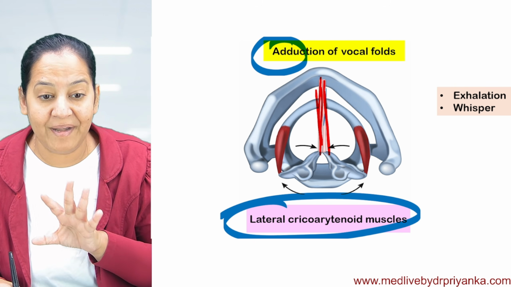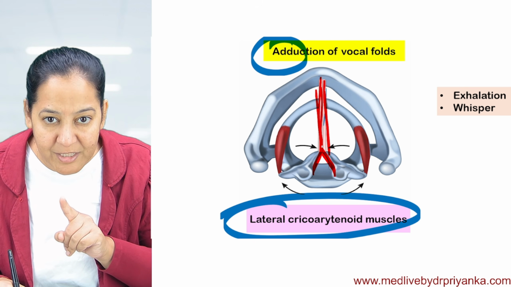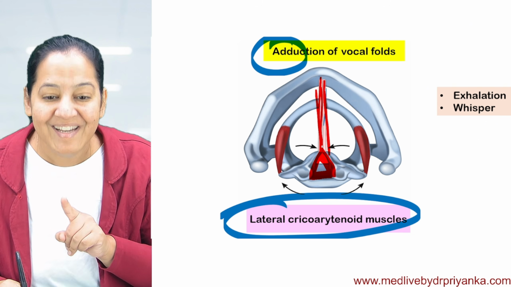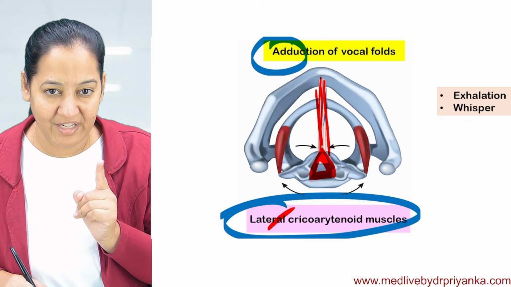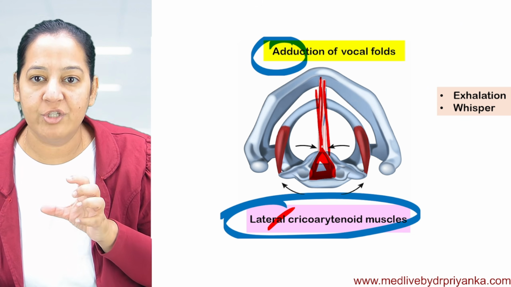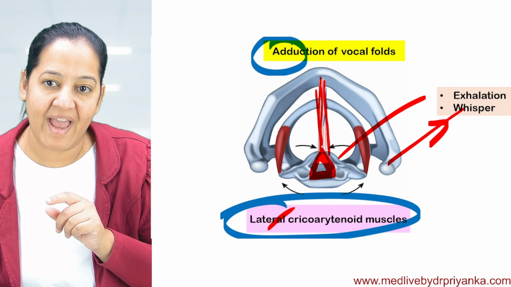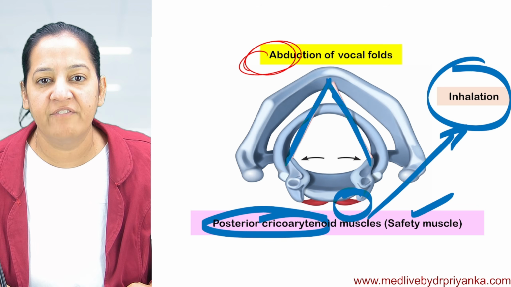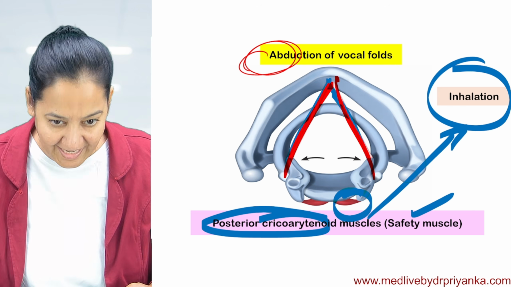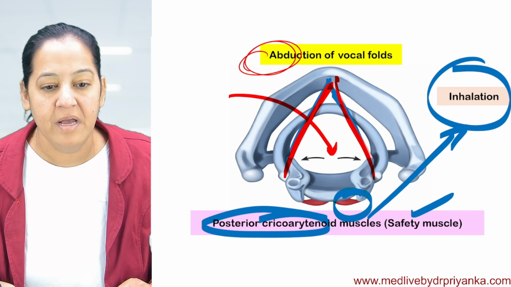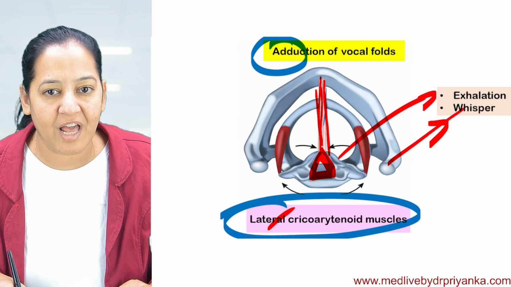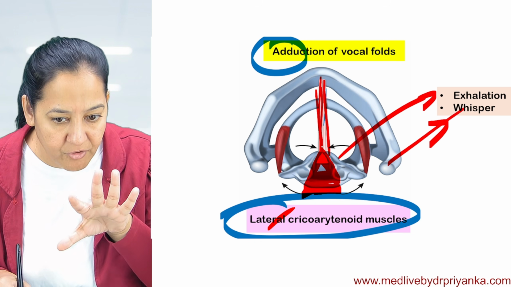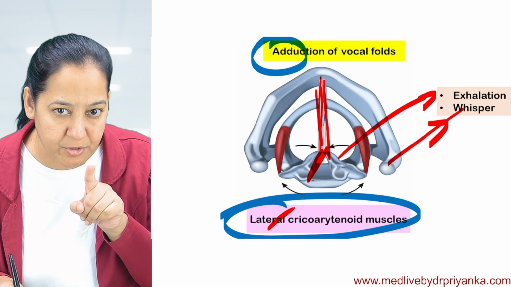But the space is not completely obliterated. Still there is a space between the two arytenoids. Can you see? So during the functionality of this muscle, there is still a space during which we can do the whisper and we can do the exhalation. For inhalation, we need a big inlet. This is the inhalation. During inhalation, we need a big inlet. But during exhalation, the exhalation can be done from this also. From this triangle, a small space you can see between two arytenoids.